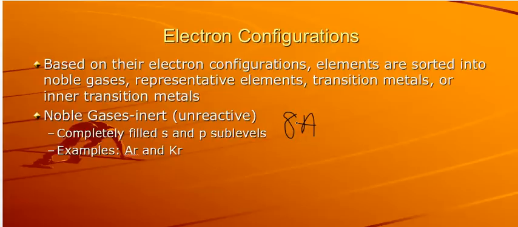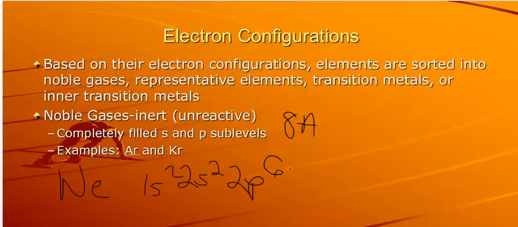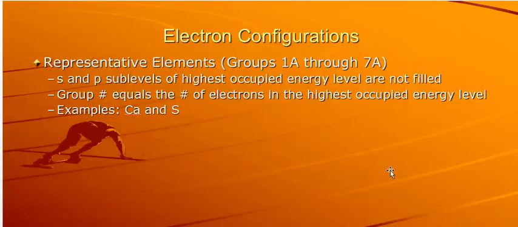For example, neon. Neon's configuration is 1s2, 2s2, 2p6. This is the outer shell, 2s and 2p. It's completely full with 8 valence electrons. And anytime you have 8 valence electrons, it's very stable, noble gases. Groups 1A through 7A, just the A groups, not the B groups. 1 through 7A, the S and P subshells are not filled, so these are called representative elements.